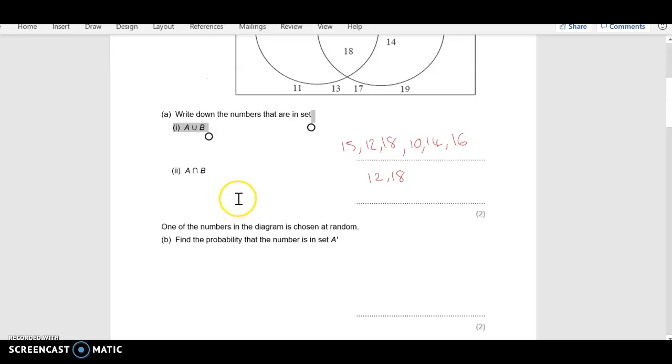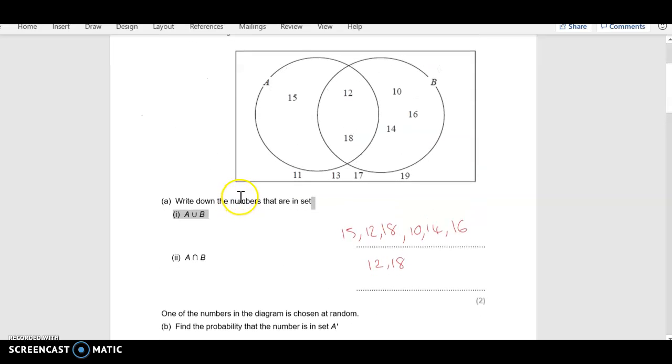Right, let's look at the last bit of this question, which is talking about one of the numbers in the diagram is chosen at random. Find the probability that the number is in A complement. Okay, so A complement is the numbers that are not in A. So have a pause and work out which numbers are not in A. Okay then, so you've got these three here are not in A, because these 15, 12 and 18 are in A and everything else is not in A.